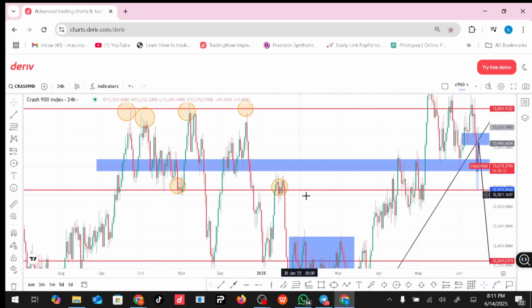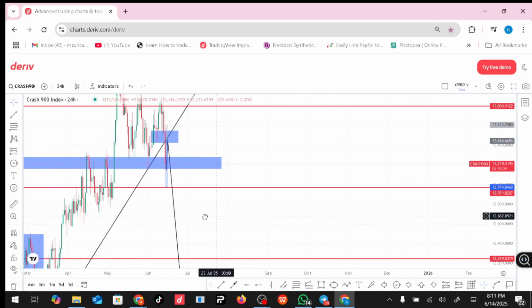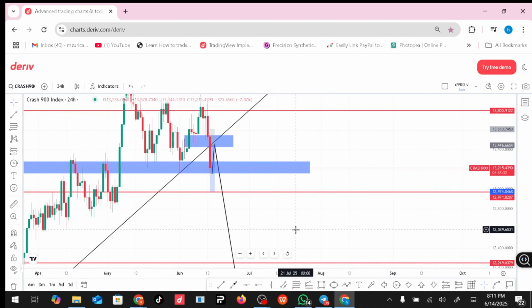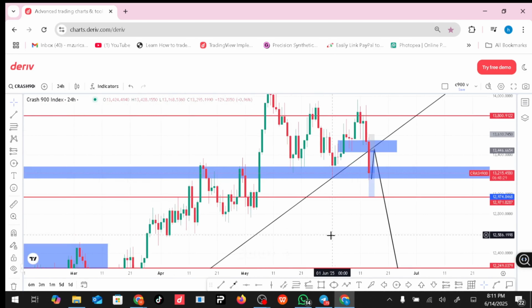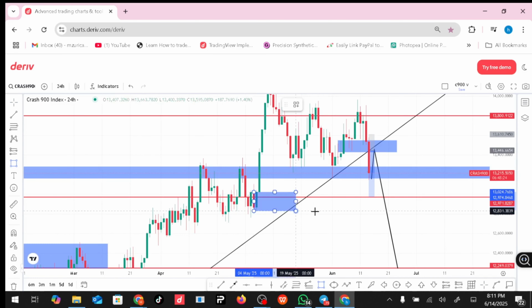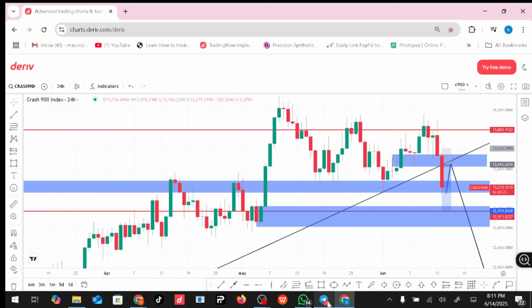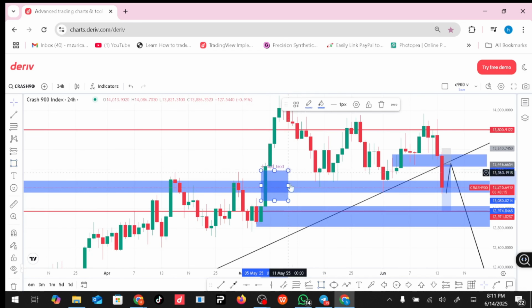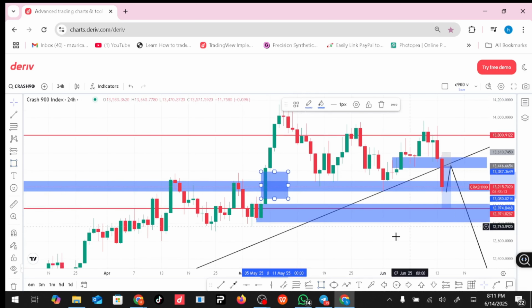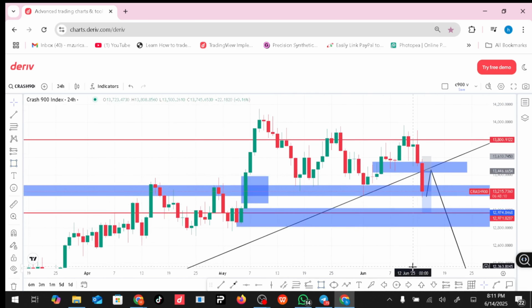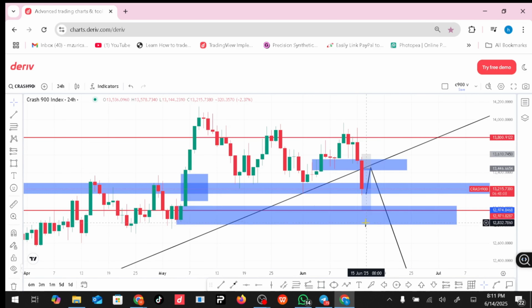Remember, look at this red line. It is a point of interest, and as you can see, it also has an order block that is here. And also there is a fair value gap that is here. Look at that. So I'm expecting this might come till here, then might decide to go up. There is a possibility it might come down, then go up.